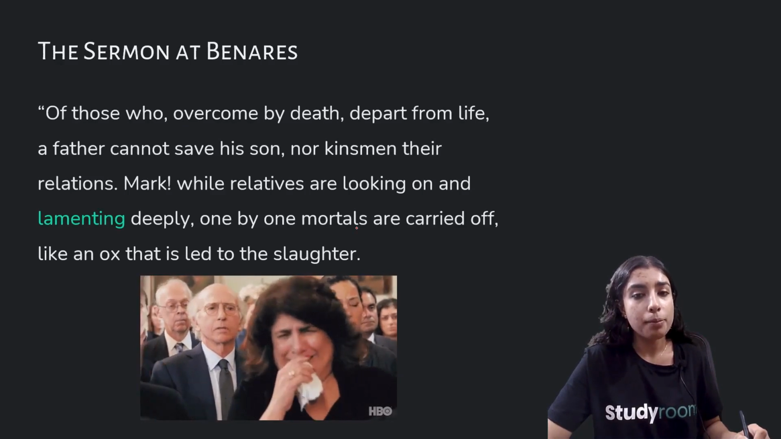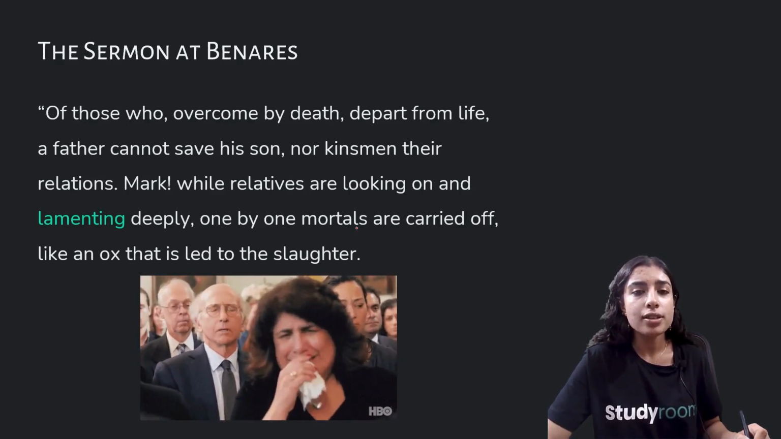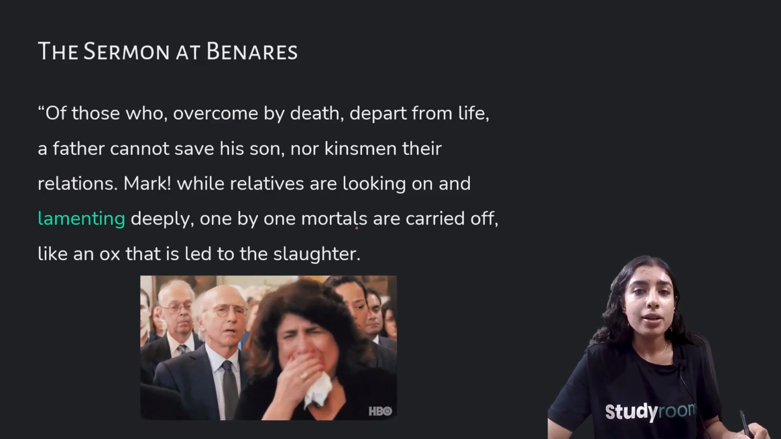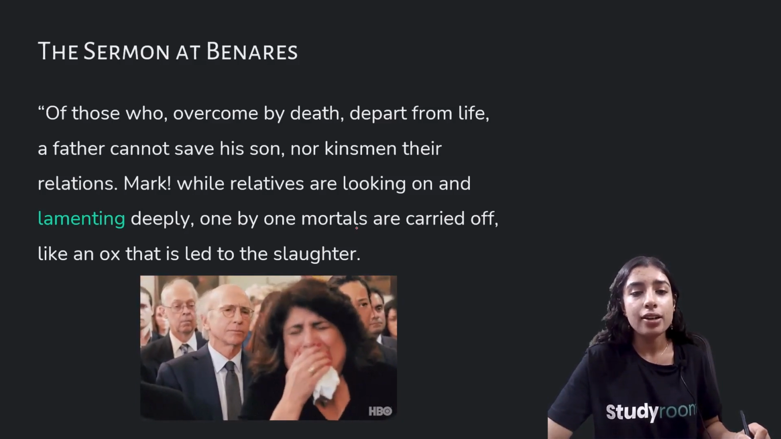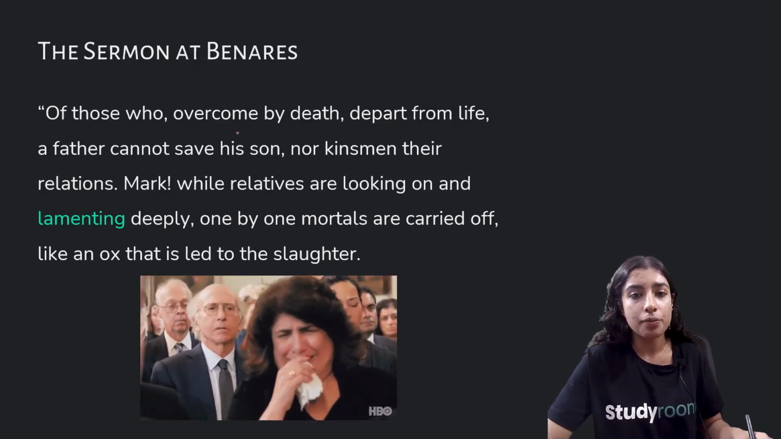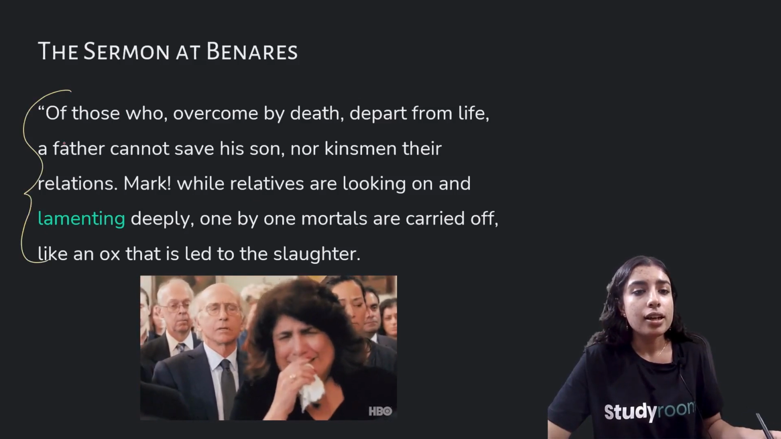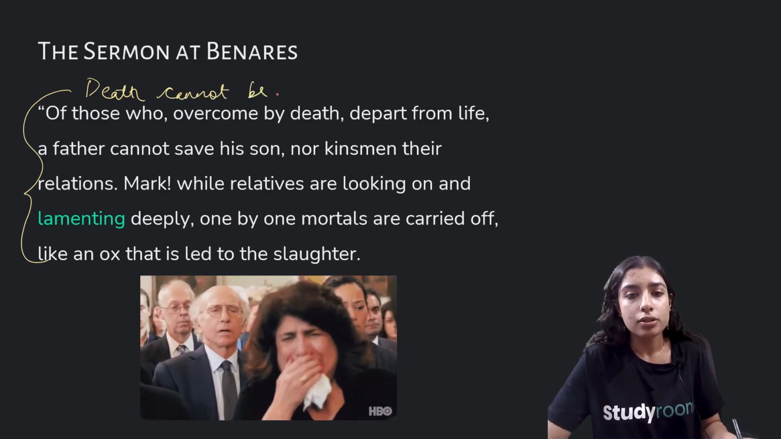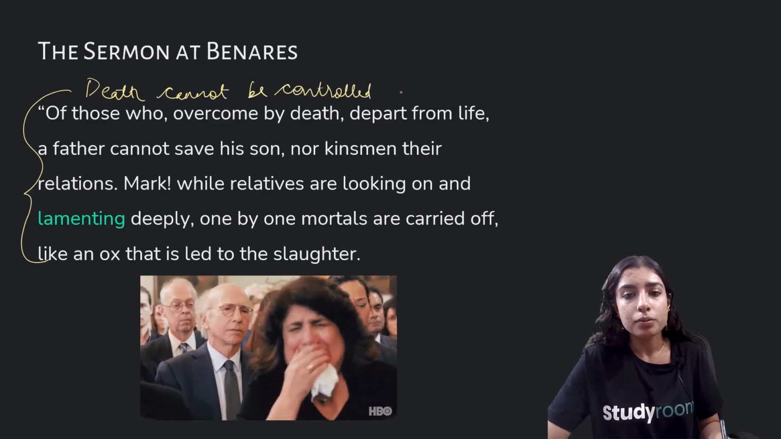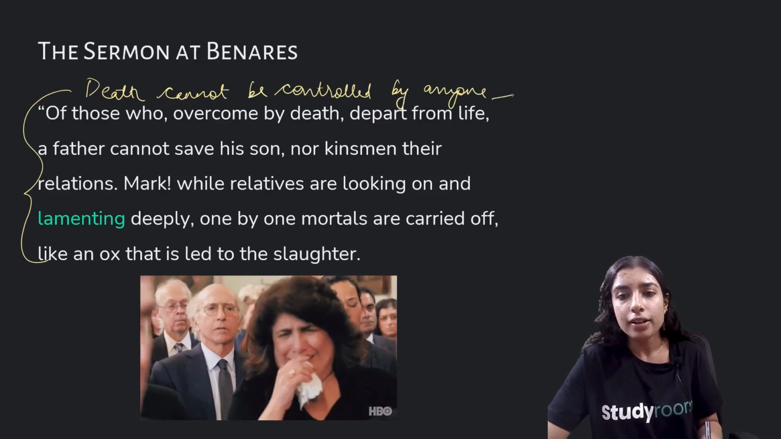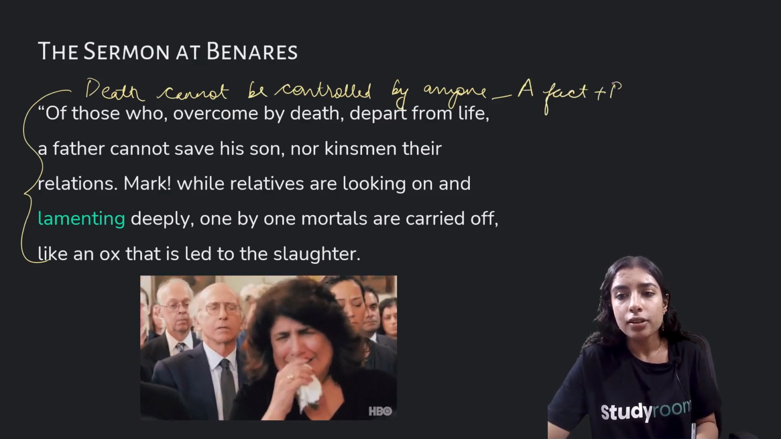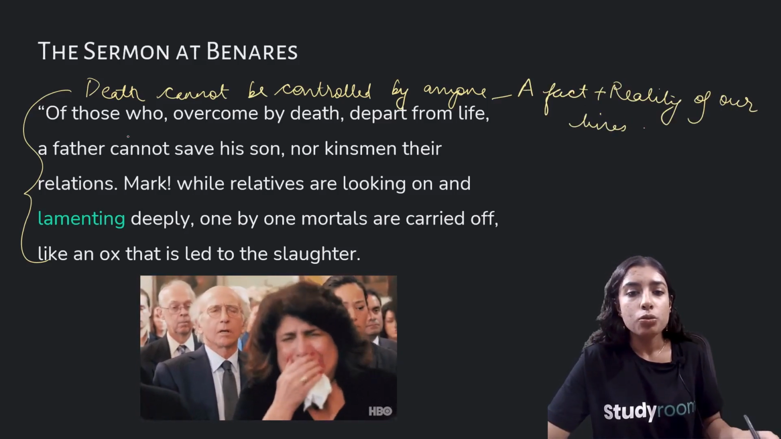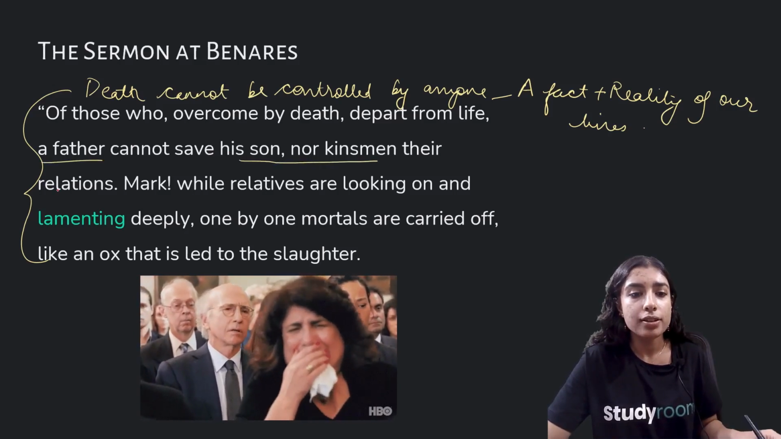Of those who overcome by death, depart from life, a father cannot save his son, nor kinsmen their relations. Mark, while relatives are looking on and lamenting deeply, one by one, mortals are carried off, like an ox that is led to the slaughter. So, this entire part tells us that death cannot be controlled by anyone. It is, in fact, a fact and reality of our lives. So, no father could save his son, nor kinsmen their relations.